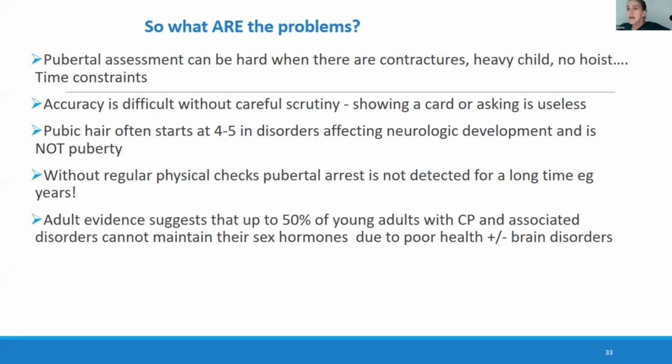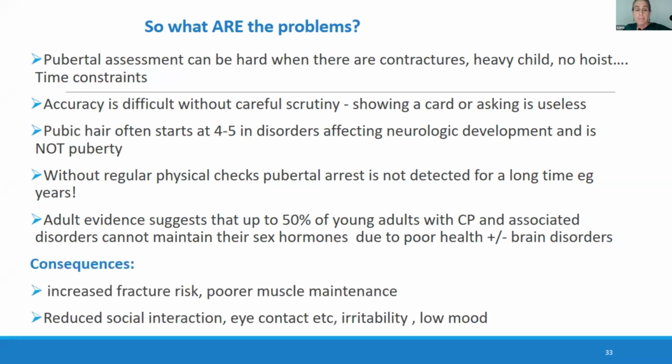In addition, as I mentioned yesterday, 50% of young adults with cerebral palsy will eventually develop hypogonadism because their bodies are too sick to maintain their sex hormones. And that applies to people with chronic diseases as well. The consequences are severe: increased fracture, poor muscle maintenance, and reduced social interactions.